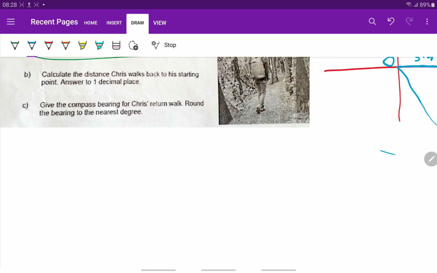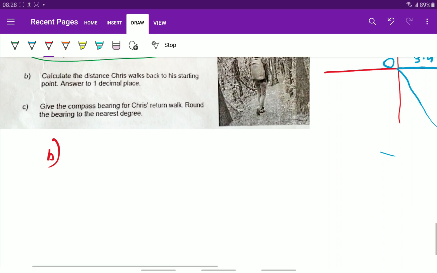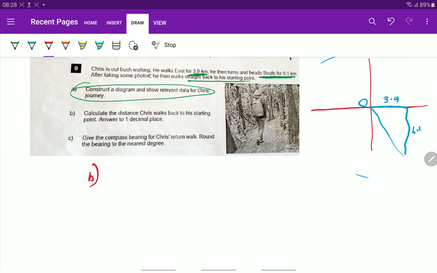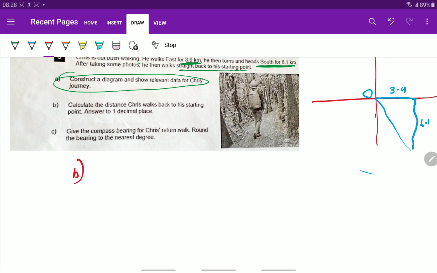Now, what's question B asking us to do? Question B asks, calculate the distance Chris walks back to his starting point, answer to one decimal place. So they want us to find this length, as we expected. That angle, let's just label it as angle x, and let's go find that.